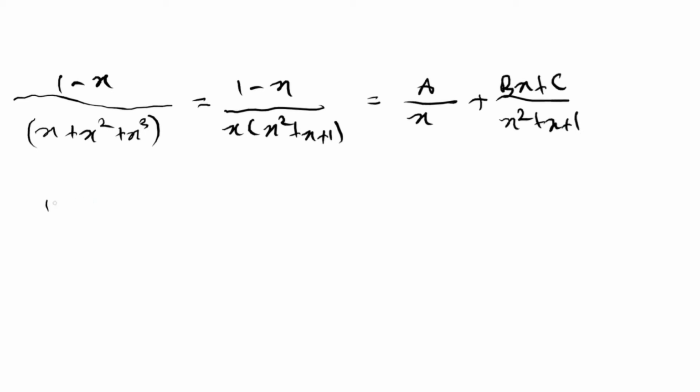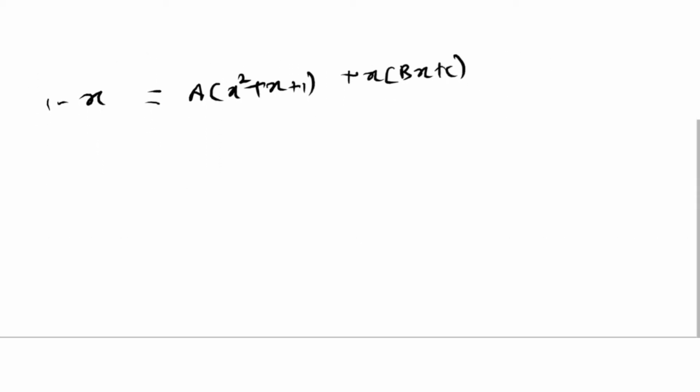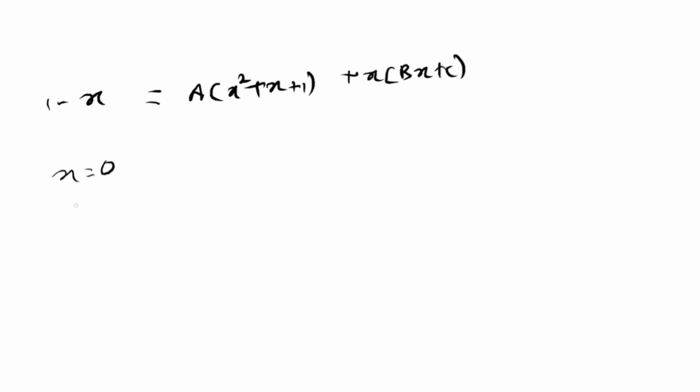Now you take the common denominator as x times x squared plus x plus 1. So now you will be left with a times x squared plus x plus 1 plus x times bx plus c. Now the solving part is pretty much easy. All what you do now, put x equals 0, you get a as 1.